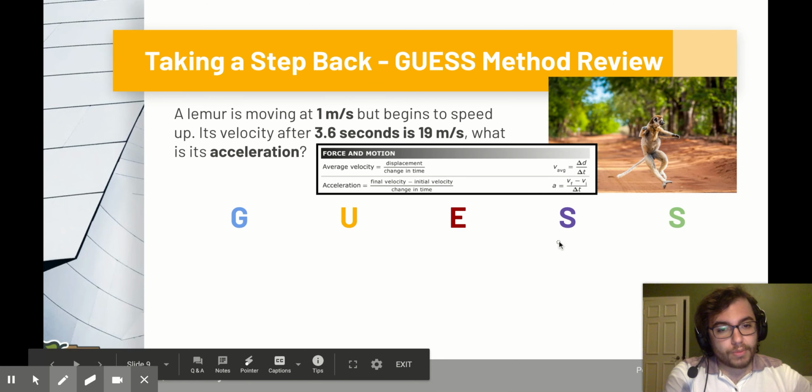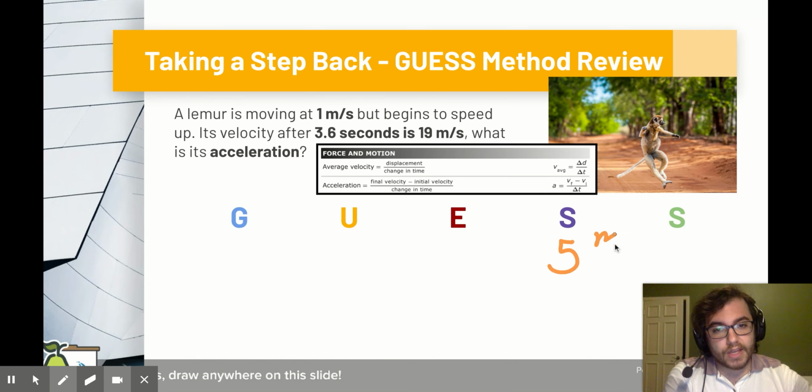Hopefully you're able to remember how to solve these types of problems. The answer was 5 meters per second squared. You just use your equation and plug in the numbers. Pretty simple. Now you might be asking yourself, why are we going back to this? Didn't we already do this? Why would we ever go back to something we already know?